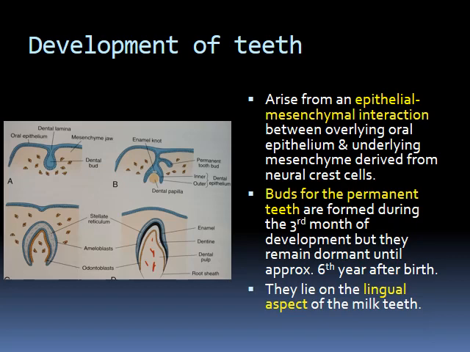And remember, the buds for the permanent teeth are formed during the third month of development, but they will remain dormant until approximately the 6th year after birth. And these permanent tooth buds lie on the lingual aspect of the milk teeth.